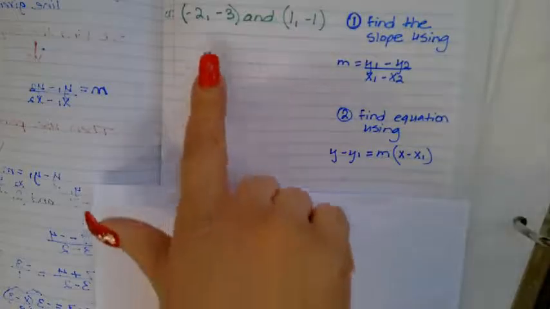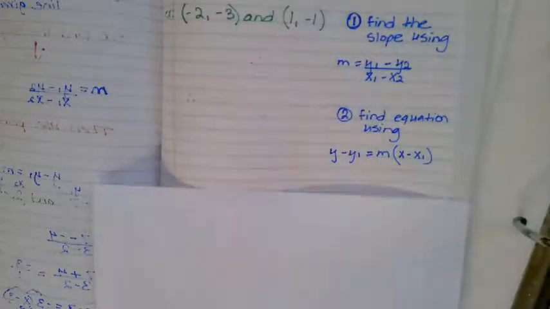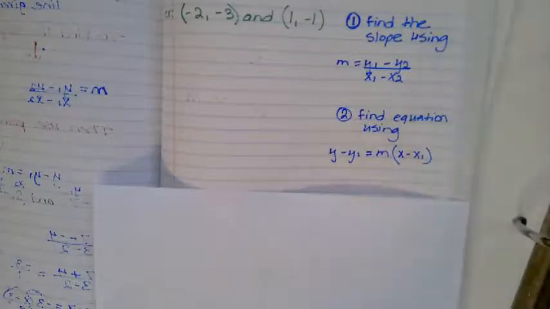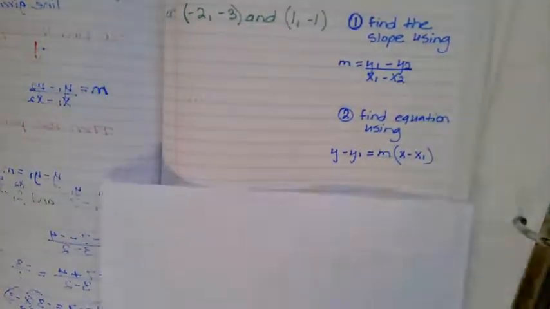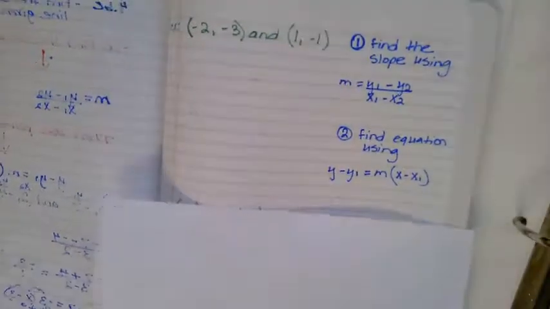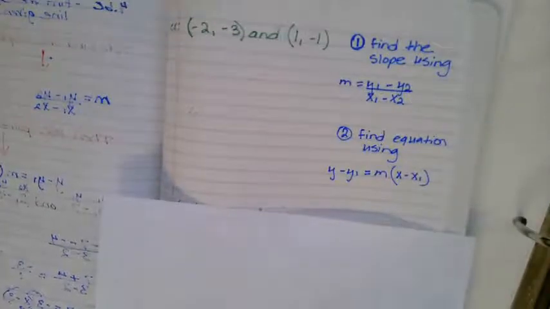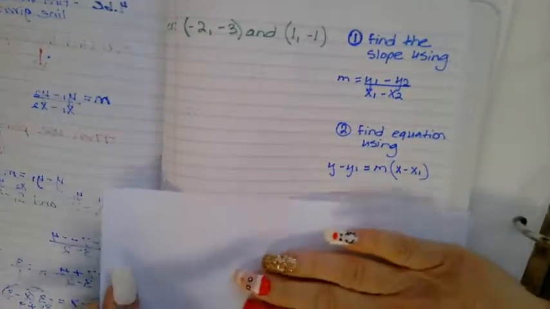Now, a new problem: negative 2 and negative 3 for our first ordered pair, and 1 and negative 1 for our second ordered pair. So remember, first we have to find our slope, right? Where'd my pen go? I lost it. Oh, there it is. Okay. I'm actually going to use this color. Let's plug some stuff in here.